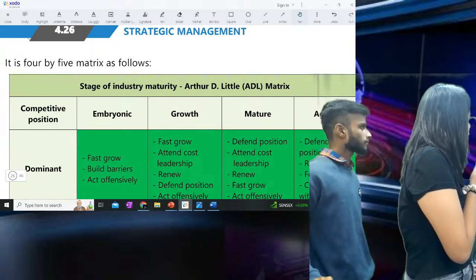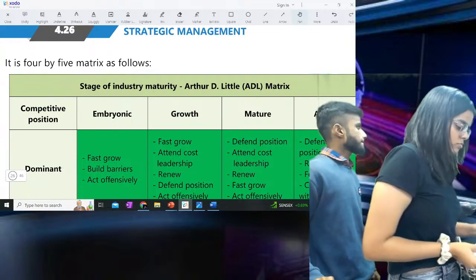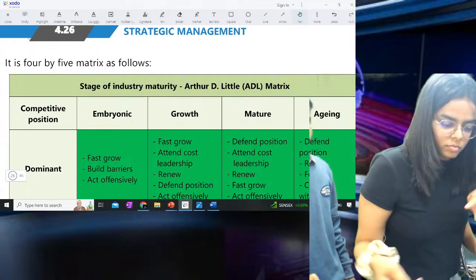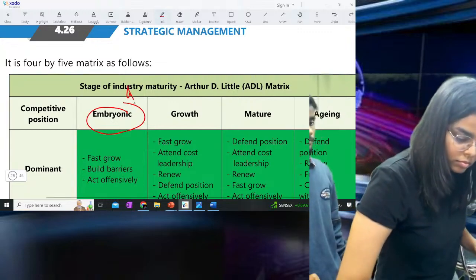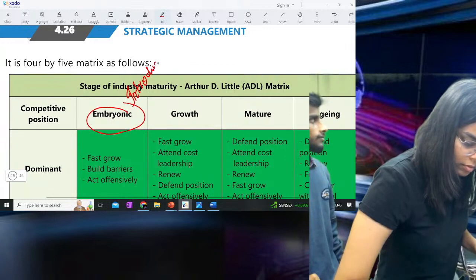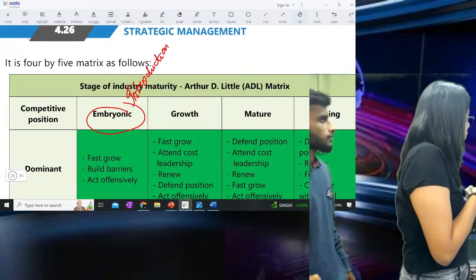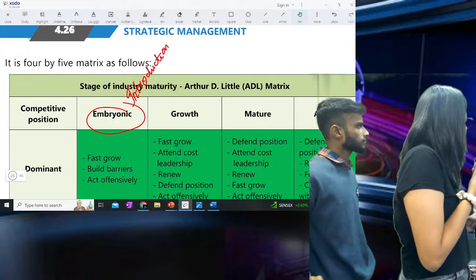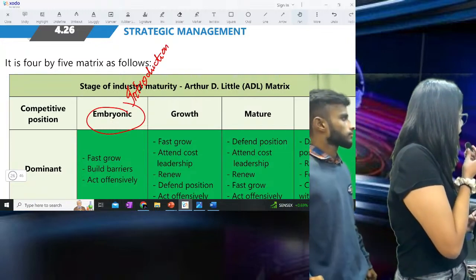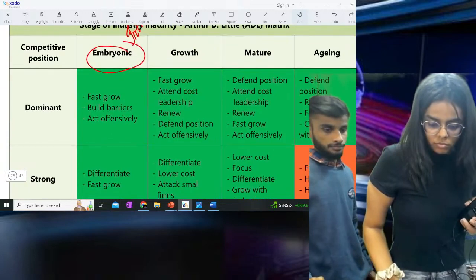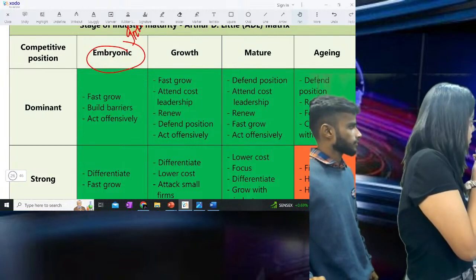What is embryonic? Introduction. Very good. Write your introduction. Okay. Now you have to tell me where is Indian Railways as an industry? Is it introduction stage, growth stage, maturity stage or decline stage? Maturity. Okay. Growth or maturity is debatable, but growth. Then what should Railways do? Read now. Defend position. Attain cost leadership. Renew. Fast grow. Act offensive. Understood. This is all they should do.